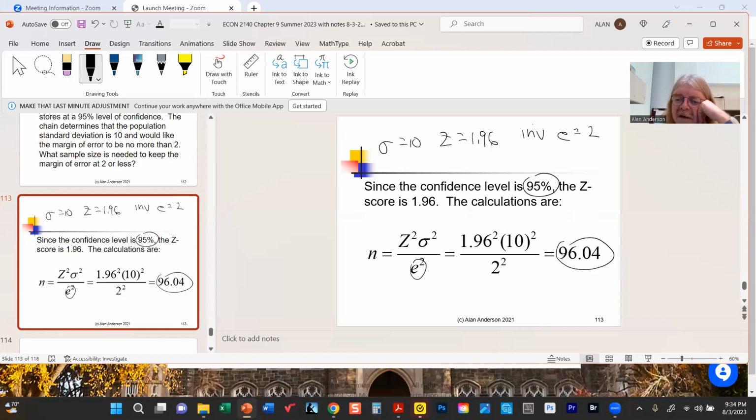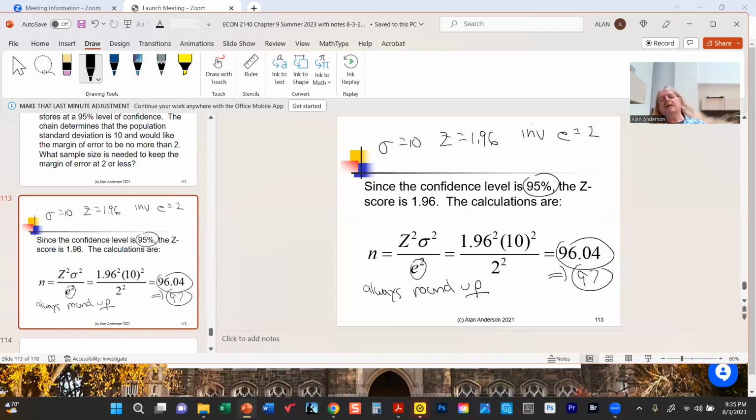We can't have 96.04 elements in our sample. So the rule of thumb is always round up if we do not have an integer. So that means we're going to choose a sample size of 97. Because this way, the margin of error will be less than 2. If we choose 96, the margin of error can still be slightly more than 2. So always up. I know you want to round it down to 96, but not in this case. You want to push it up to be conservative.